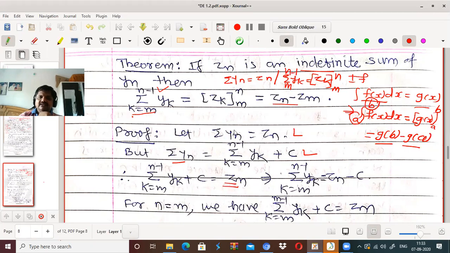Why have we written zn? Because summation of yn is equal to, we have given zn there. Okay, it is like that.